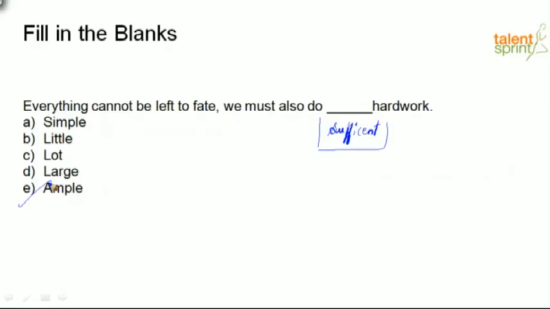Here again, we applied the substitution method: coming up with your own word, completing the meaning of the sentence, looking at the options and choosing the one that is closely related to the one you came up with, right? So we must do ample hard work. Keep in mind the strategies that we discussed initially, right? We are applying the same strategies throughout.